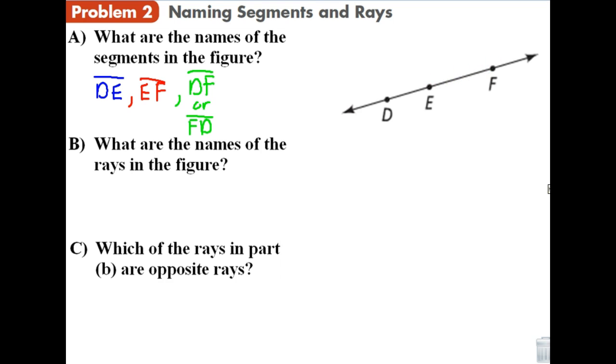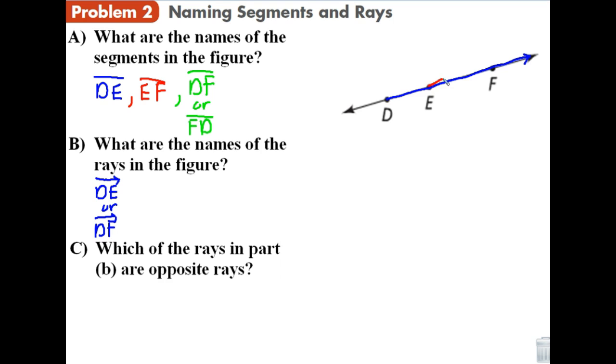Problem B asks, what are the names of the rays in the figure? Okay, bunch of rays. First off, I'm seeing here is DE. Okay, the ray starting at D through E. Now with this particular ray, I could say DF, since it's going through F as well. I can't change the order of those letters for a ray, but if there's more than one point it goes through after the endpoint, there's more than one way we can name it.